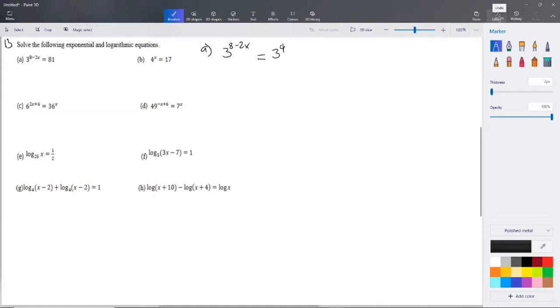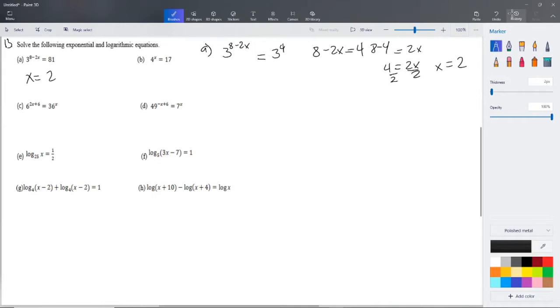So I can drop those bases and simply say that 8 minus 2x is the same as 4. And then solve it normally. So I'm going to bring the 2x to the right. I'm going to bring the 4 to the left. That's going to give me 4 equals 2x. Divide both sides by 2, and I have x equals 2. So there's our first answer here. X equals 2.